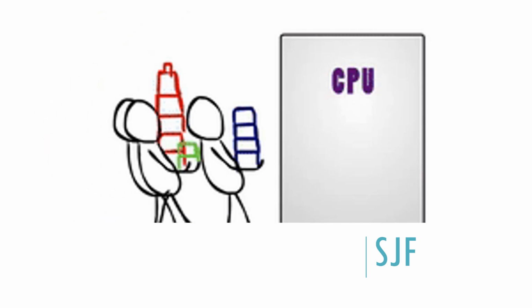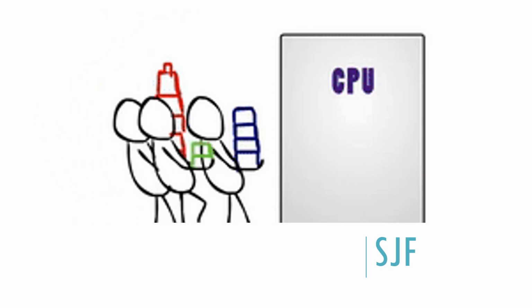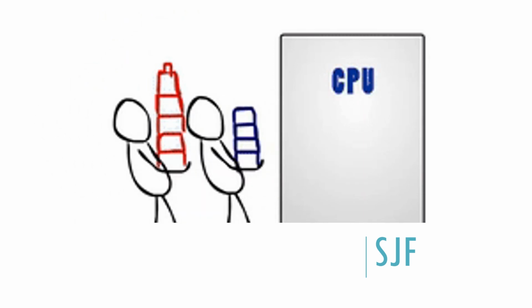So, this is a small visual representation of how SJF scheduling works. As we can see here, the shortest job always executes first.